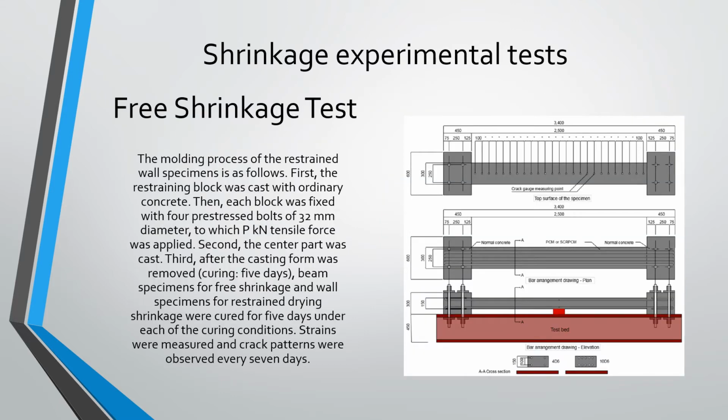The second one is the free shrinkage test, which is based on some researchers before who calculated the shrinkage in wall specimens. So they just find the strains, measured every 7 days.